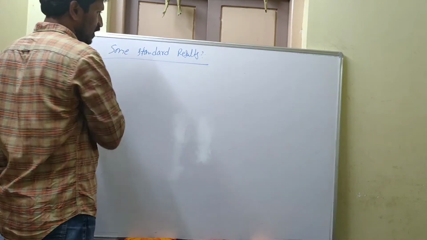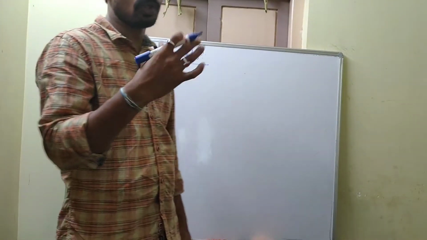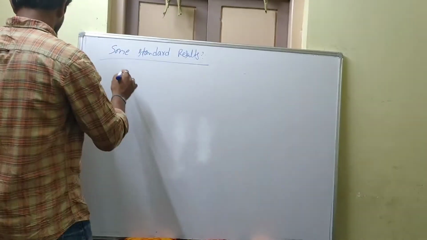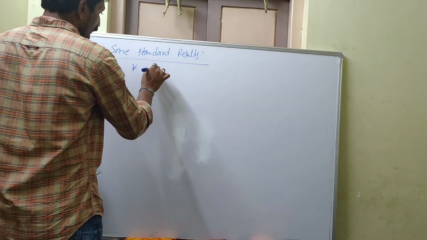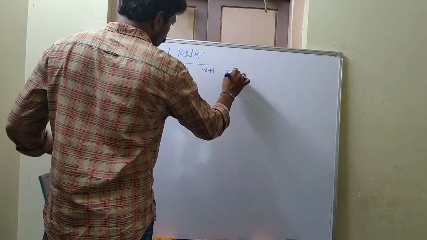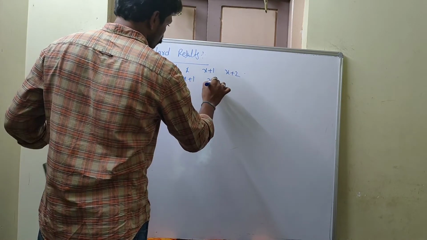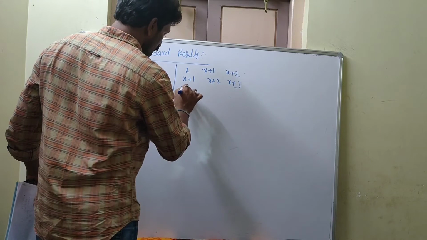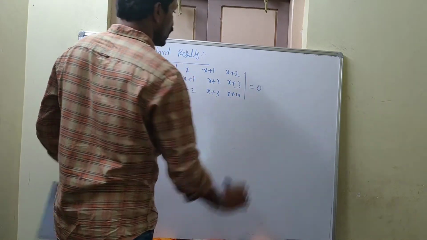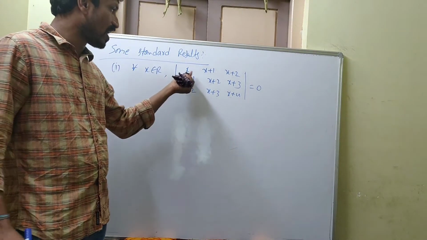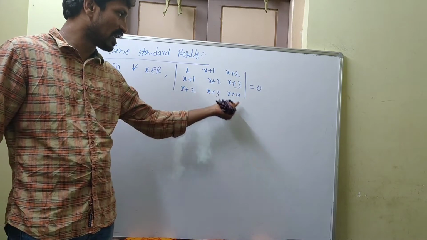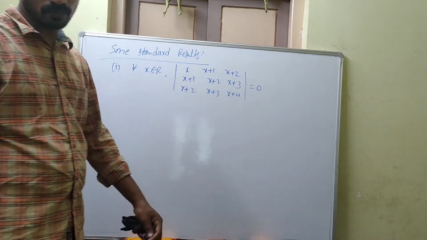If you remember these results, we can do the problems quickly. Okay, the first one: for all x belongs to R, the determinant of x, x plus 1, x plus 2; x plus 1, x plus 2, x plus 3; x plus 2, x plus 3, x plus 4 is always equal to 0.